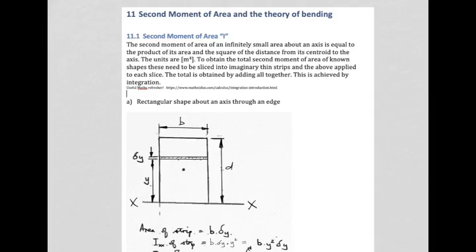To obtain the total second moment of area of known shapes, these need to be sliced into imaginary thin strips, and the above applied to each slice. So in other words, there are many thousands and millions of slices all the way up here, and we would have to manually do that, which is obviously impractical. Right, so the way we achieve that is by using integration, which you've looked at in your maths studies. But in case you've forgotten that, I'd suggest you go and have a look at this little refresher. Here's a website over here, one of many, where you can actually refresh on integration.